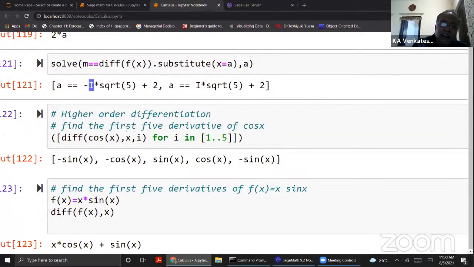Now find the higher order derivative. Suppose I want a higher order derivative. If it is 1 derivative, fine. Suppose third order derivative, diff f of x, 3, it will give the third order derivative. We normally used to ask, find the first 3 derivatives, find the first 5 derivatives. When the question is like that, it is easy. Differentiation of cos x with respect to x, for i, where i takes values from 1 to 5. So we are going to get cos x, derivative is minus sin x. Then minus sin x, derivative is minus cos x, then sin x, cos x, minus sin x. So this produces a list.